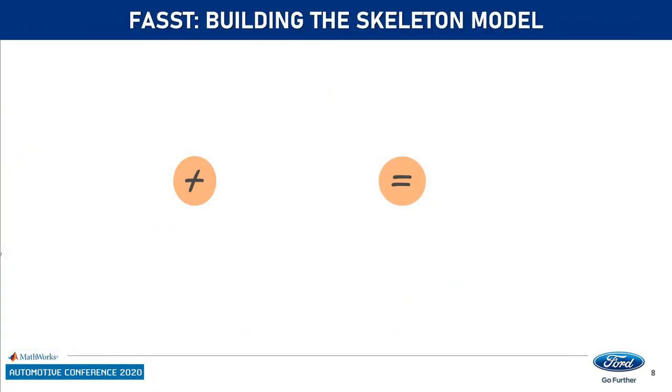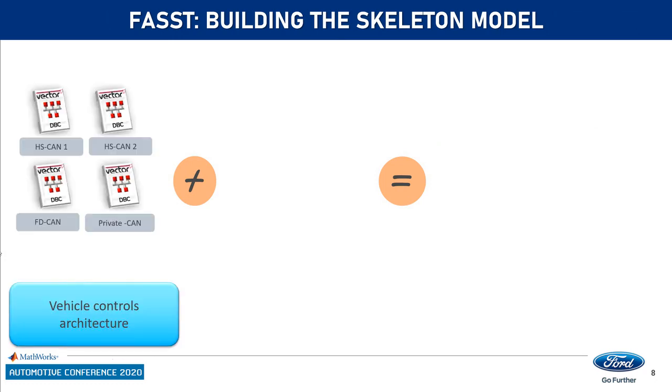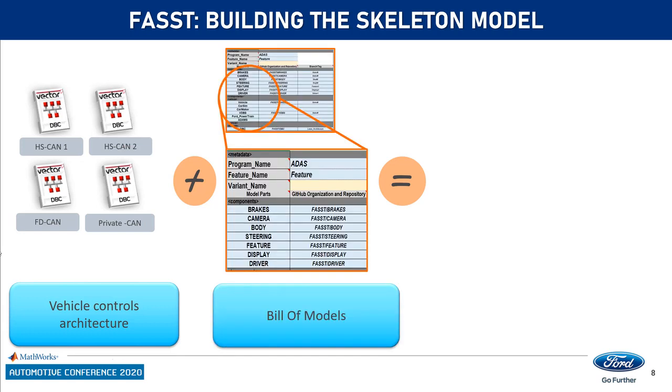So now a little bit what the FAST model is doing. It starts with the vehicle control architecture. These are captured in our company quite early in the development in the DBC files. Then we add the bill of model, and Raghu in his section will explain in more detail what the bill of model is. But in general, it's a list of all the components that go into the simulation.